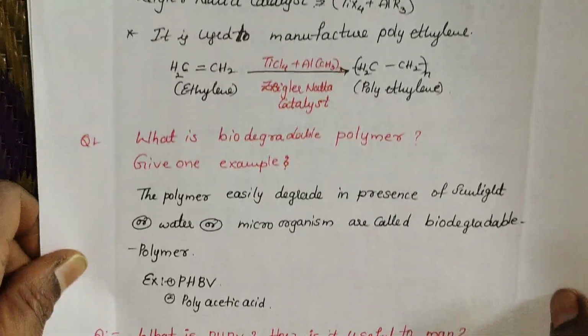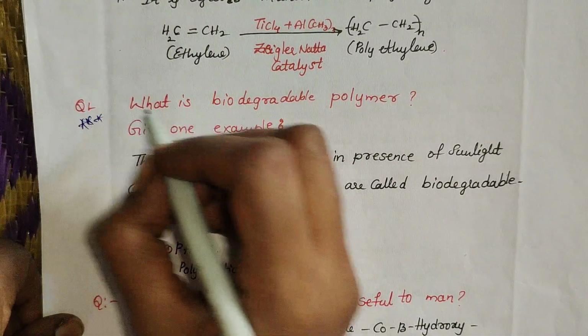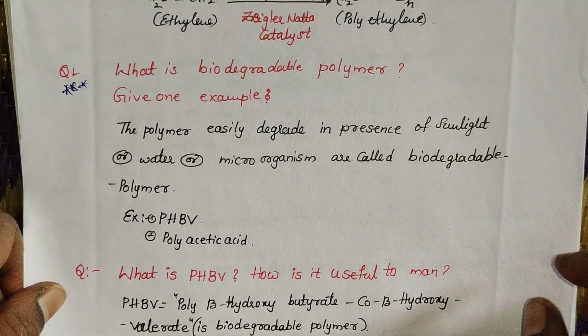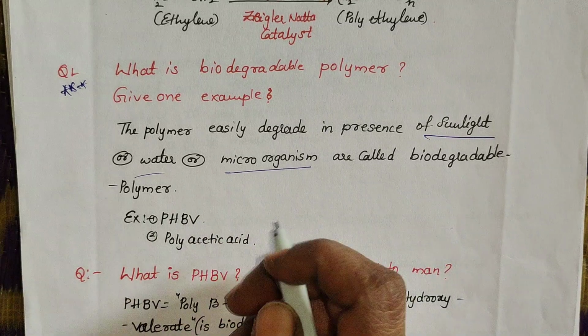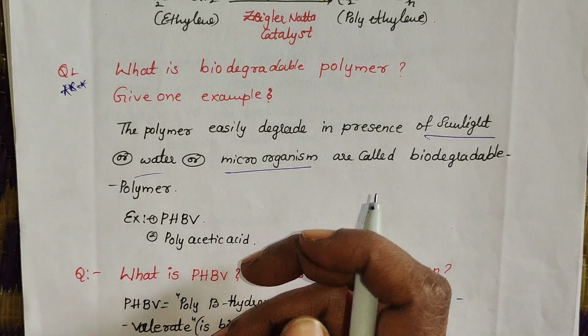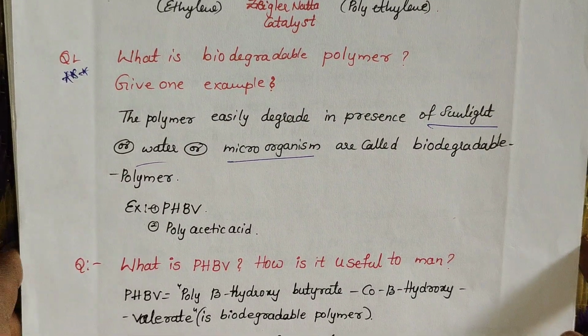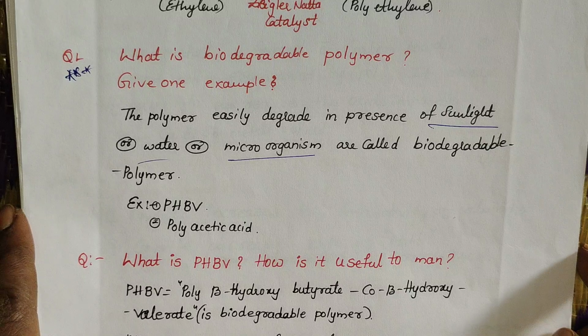Okay, next question: what is a biodegradable polymer, and give one example. This is also a very important VSAQ. A polymer that easily degrades in presence of sunlight, water and microorganisms is called a biodegradable polymer. Okay, so it is especially easily destroyed in presence of sunlight, water and microorganisms.